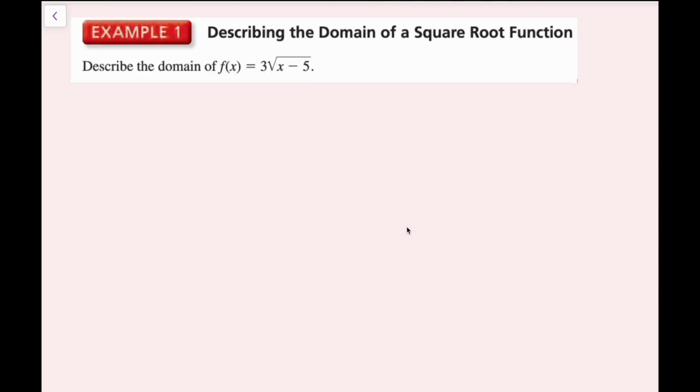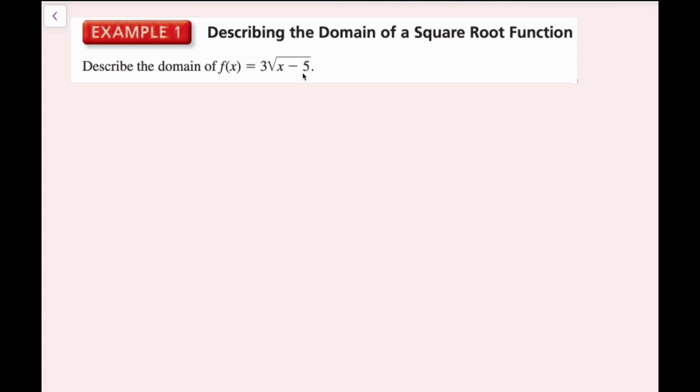For example 1, we're going to describe the domain of f of x equals 3 times the square root of x minus 5. Well, what I'm going to do here is look inside of the radical, the radicand, and I have x minus 5. Well, I know that I can't have anything that's negative inside the radical, so I want x minus 5 to be larger than 0, or at least 0, so it can't be negative.